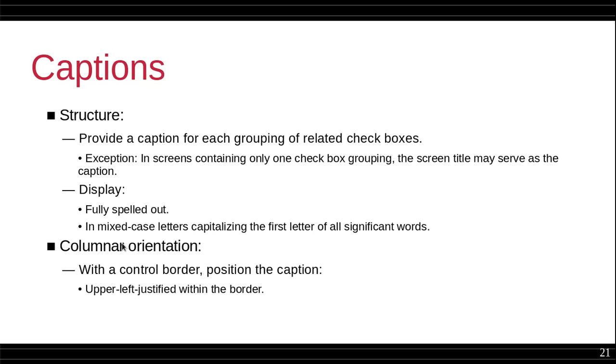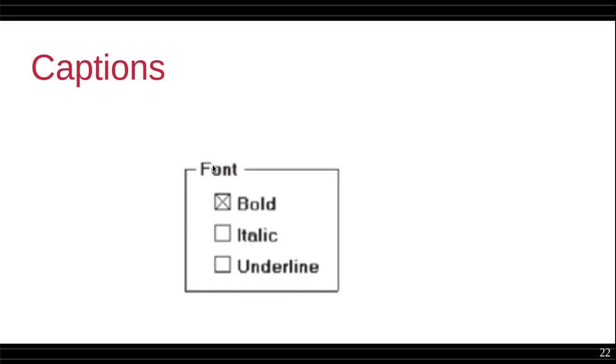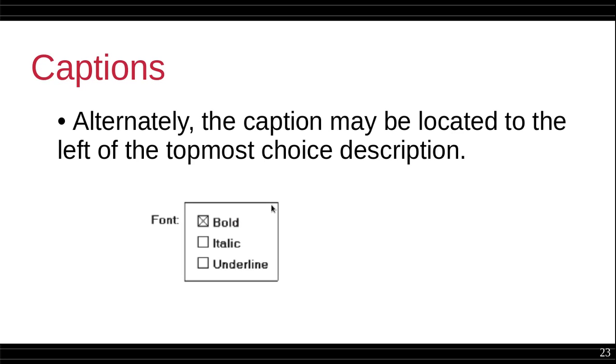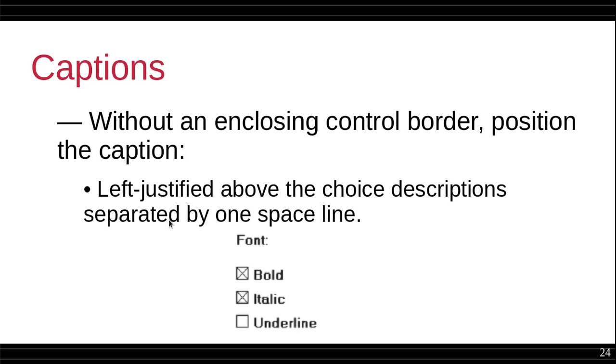Here we can do columnar orientations also. With a control border, position the caption upper left justified within the border like this. Caption is at the top and it is left aligned also. Alternatively, the caption may be located to the left of the topmost choice description. Here is the caption. It is located at the topmost, left of the topmost choice description.